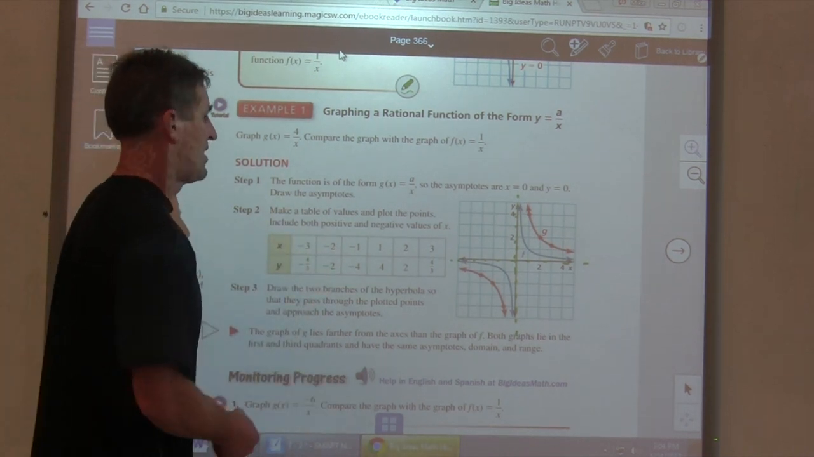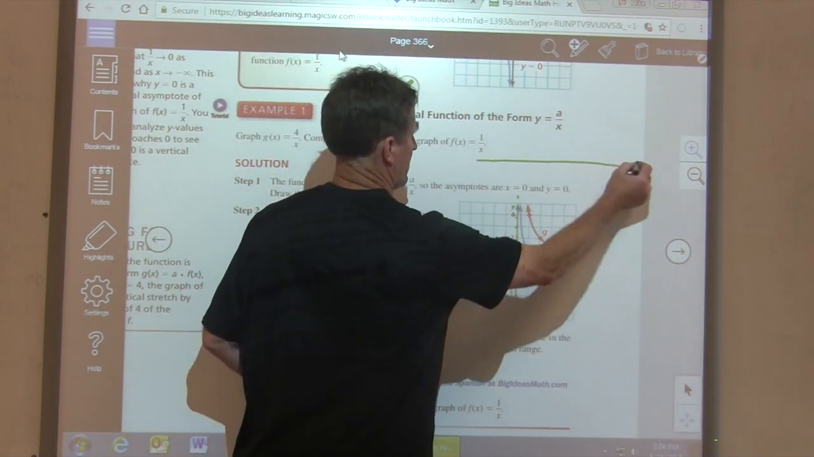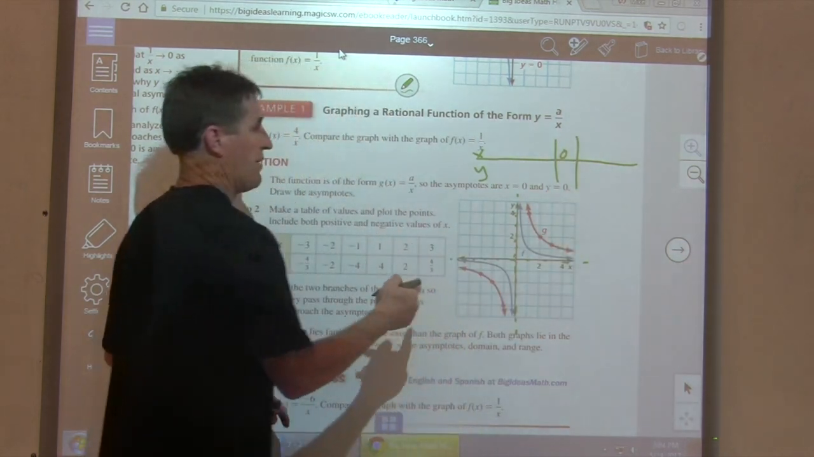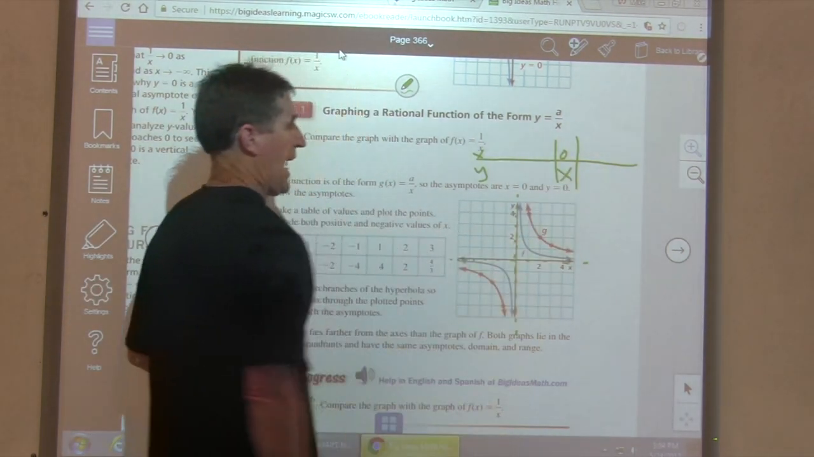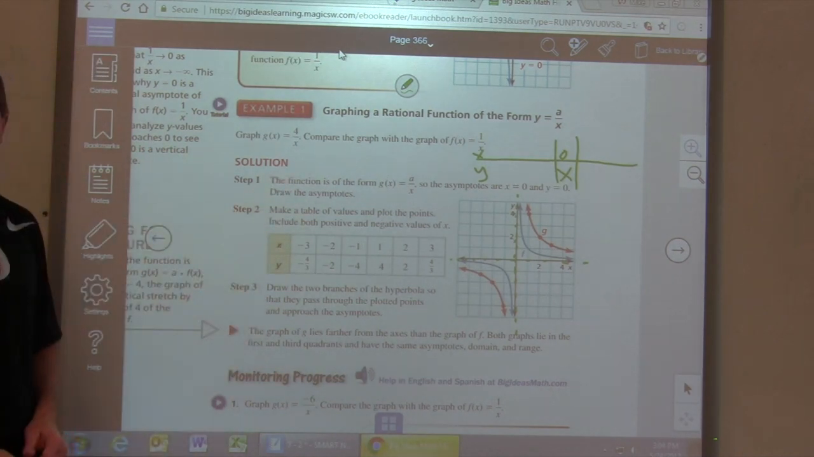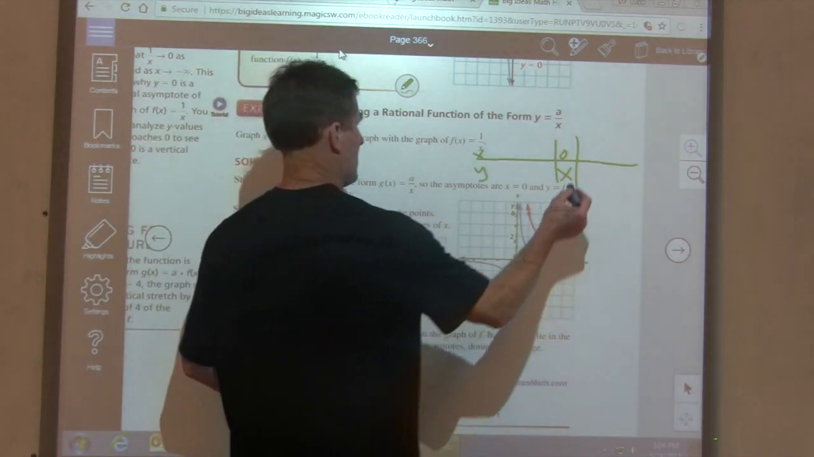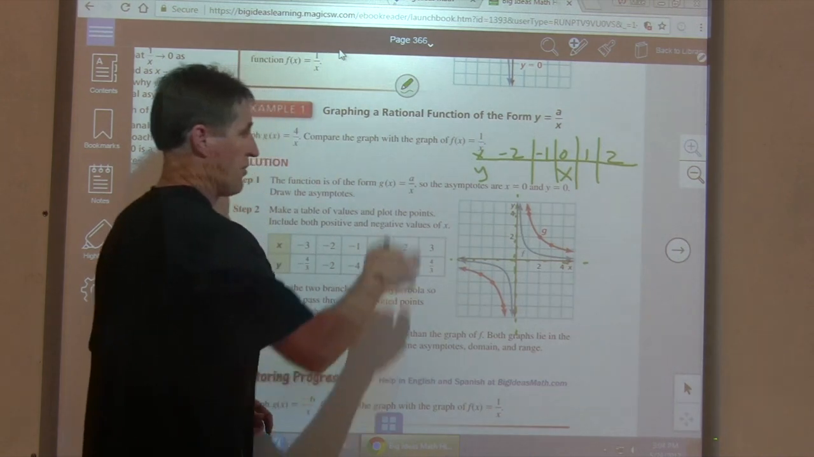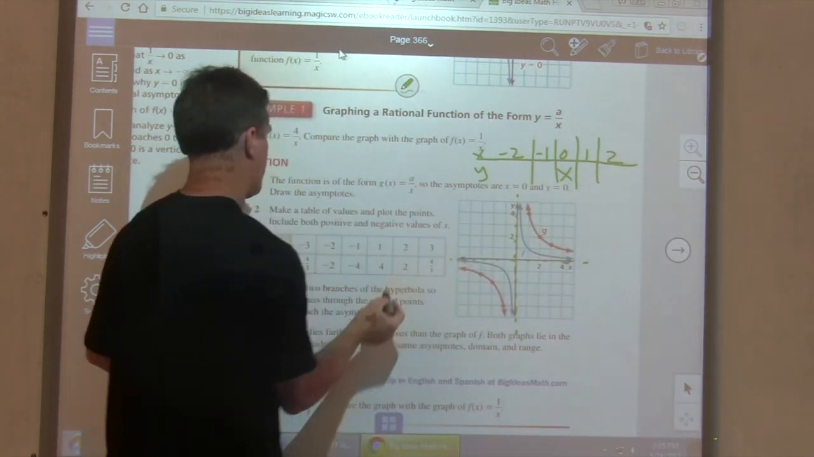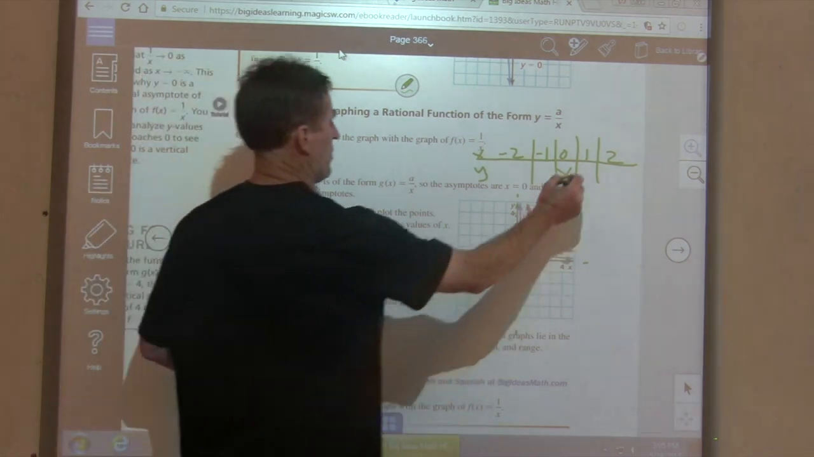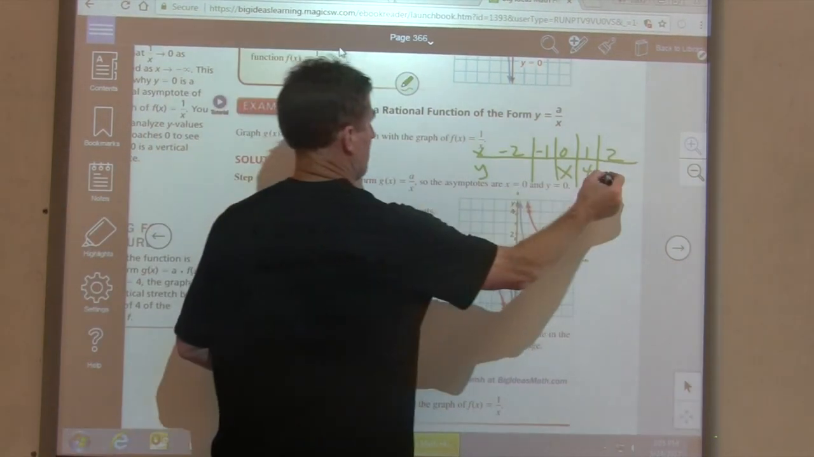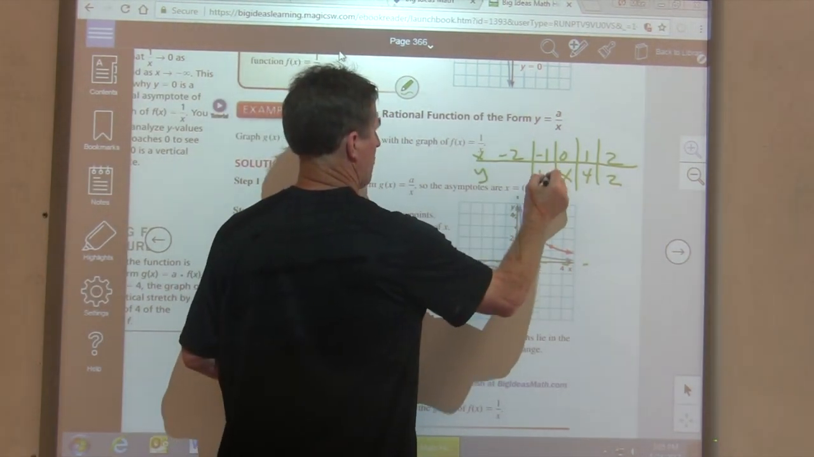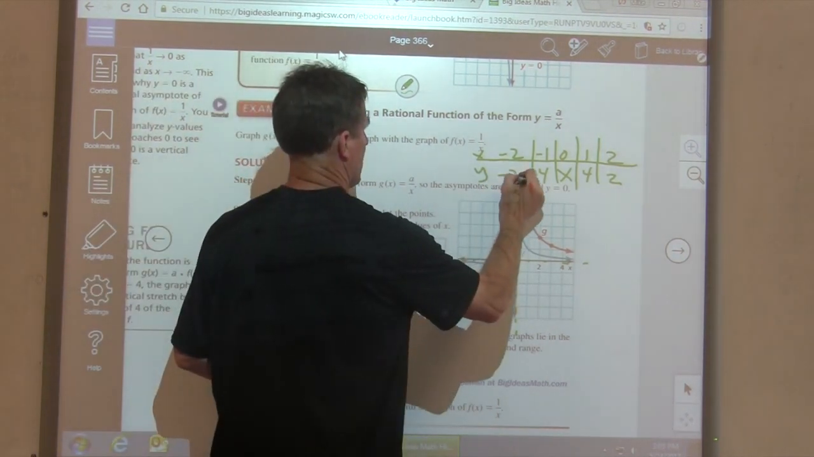And with these, I would always start when x is 0. But that's where your asymptote is, so we can't have a value there. So I'm just going to put an x there that tells us we don't have a value we're going to graph. And then we can just go above it 2 and below it 2 from the vertical asymptote. So we plug 1 in here, and 4 divided by 1 is 4. And plug in 2, 4 divided by 2 is 2. And we plug in negative 1, 4 divided by negative 1 is negative 4. And 4 divided by negative 2 is negative 2.